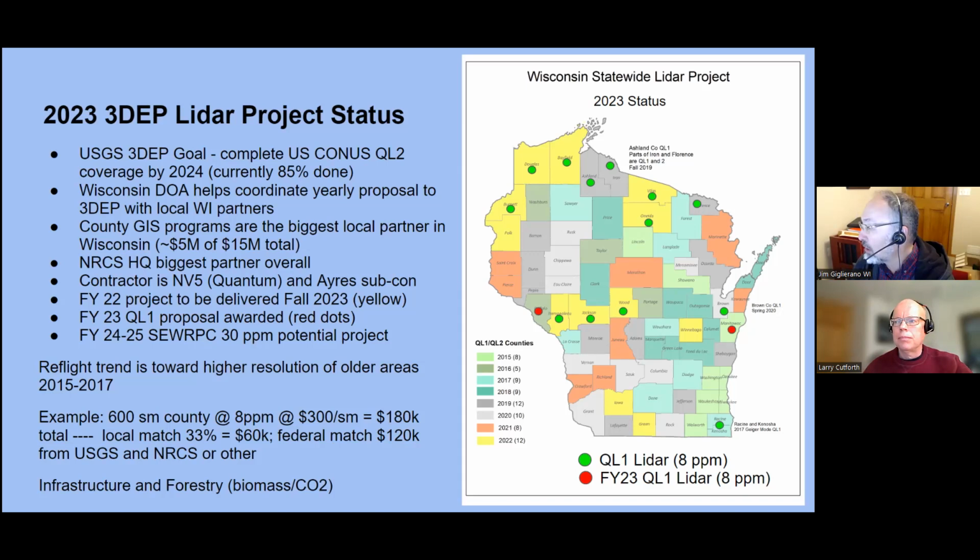The original data was around 2 points per square meter. Now we're getting 8, and that's again with that 33%, we're actually contributing to that upgrade. Right now, for that cost, it's around $300 per square mile. So that's 180,000 for a typical county, and when you get to the 33%, that's around 60,000. So as you can see, these counties are contributing a pretty significant chunk of money for these projects.